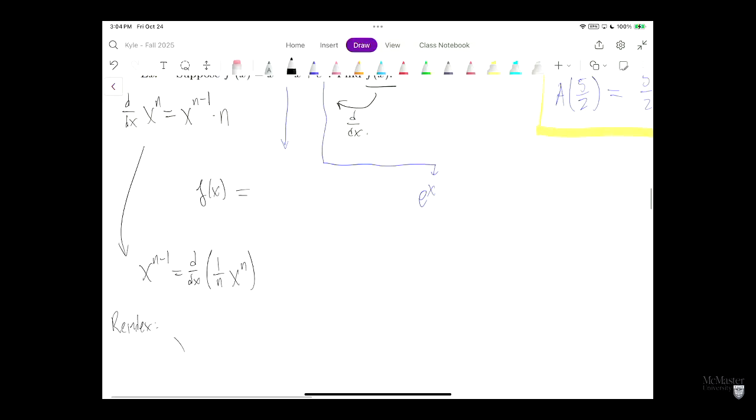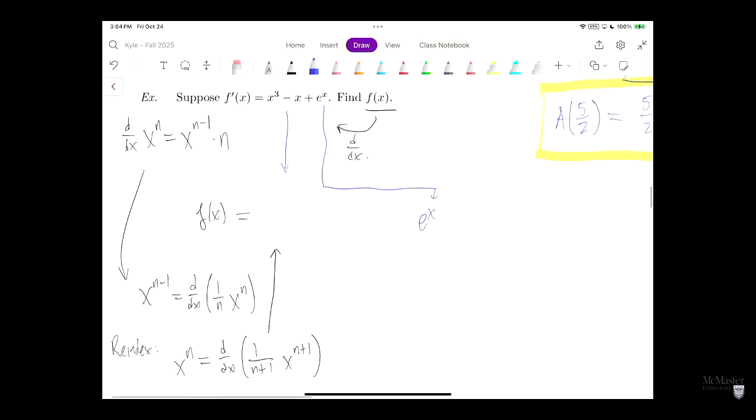That means that x to the n is the derivative of 1 over n plus 1 times x to the n plus 1. So in that case, we'll sub this in over here. We'll add 1 to our power, which turns into x to the power of 4, and divide by that new power. And we'll do the same thing with our x. So 1/2 x squared.